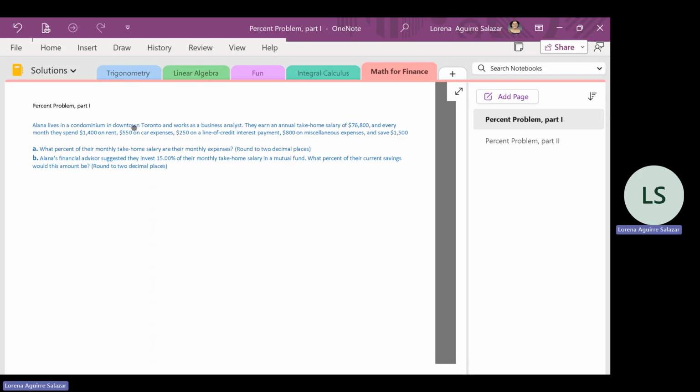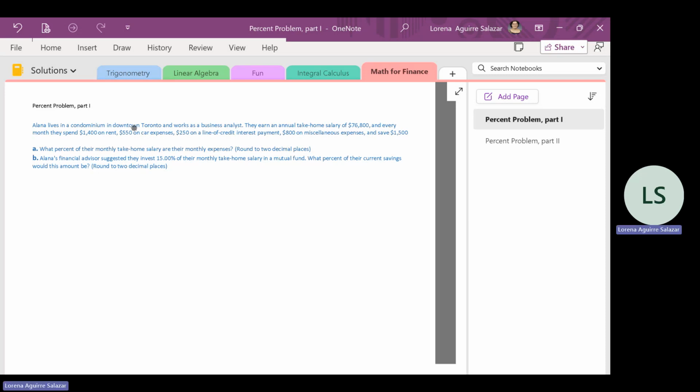Alana lives in a condominium in downtown Toronto and works as a business analyst. They earn an annual take-home salary of $76,800, and every month they spend $1,400 on rent, $550 on car expenses, $250 on a line of credit interest payment, $800 on miscellaneous expenses, and save $1,500.